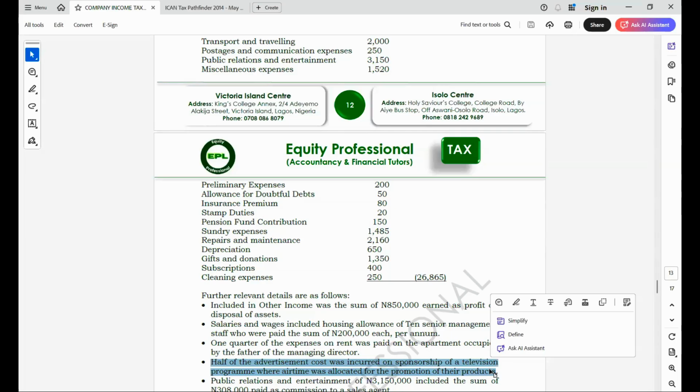So these are amounts that they are distributing to promote their business. This is not capital in nature. So the examiner just put it there to confuse you. So this information is allowable. All the advertisement costs are allowable.